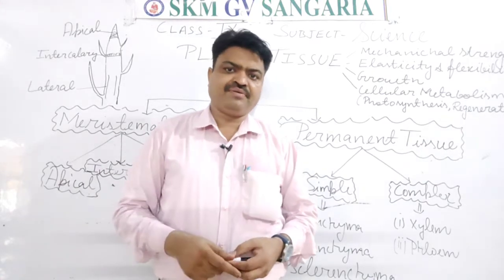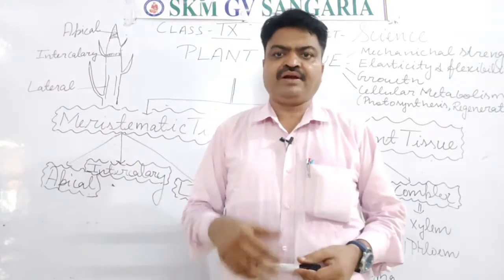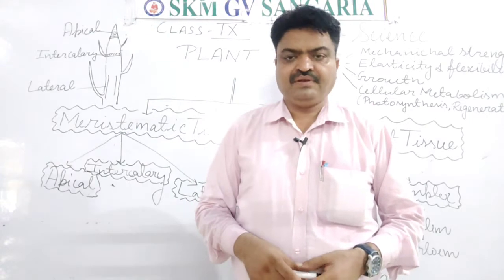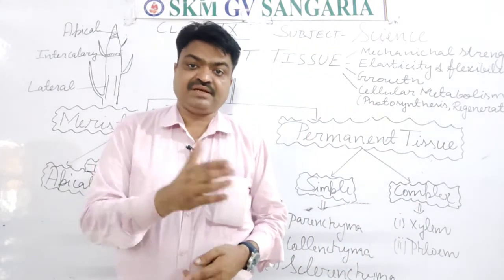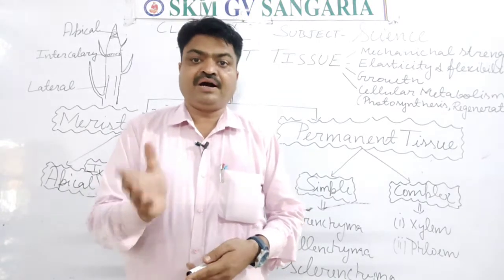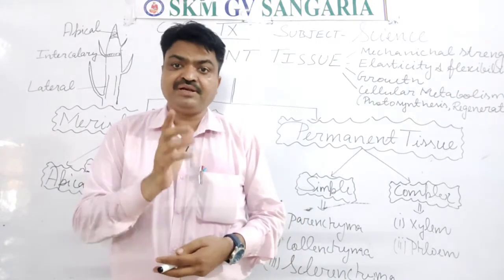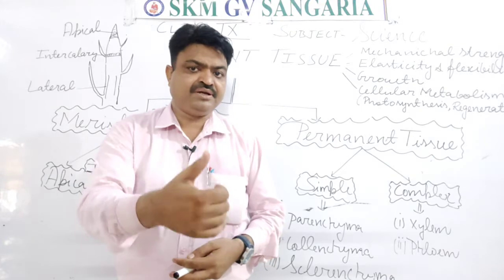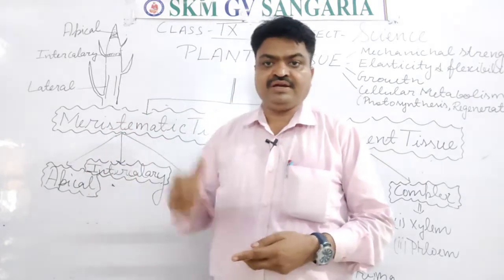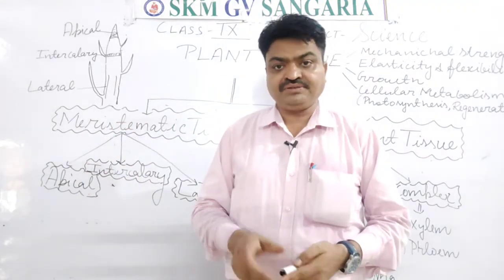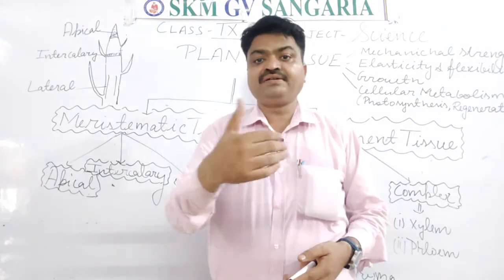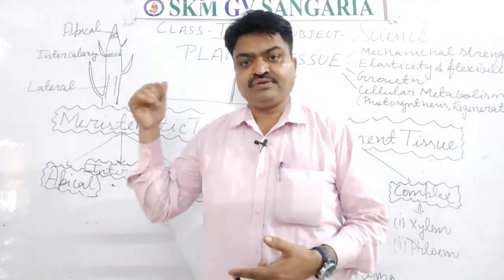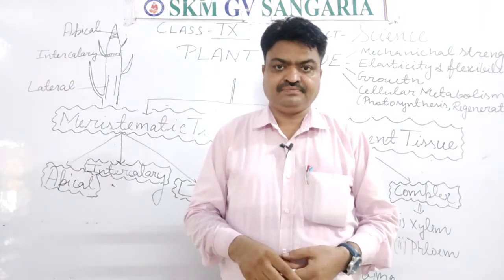In today's segment we will discuss the plant tissue and its types. Now what is plant tissue, student? The group of plant cells that have similar origin and similar function are known as plant tissue. Means the group of plant cells that have similar origin and similar function is known as plant tissue.